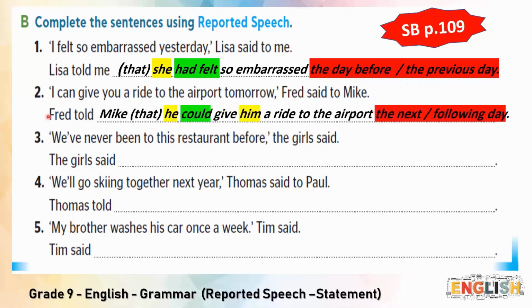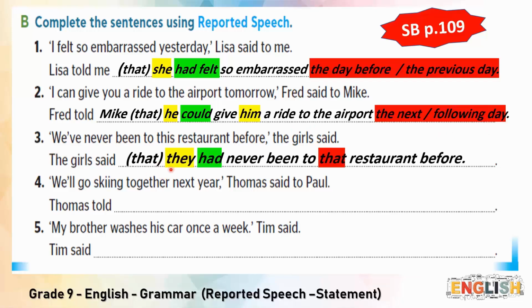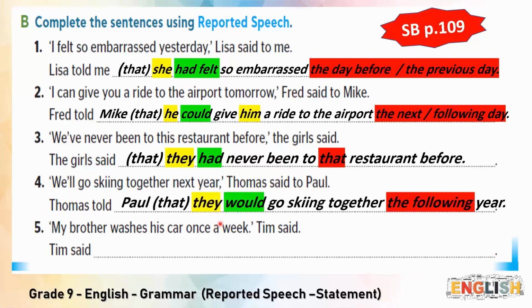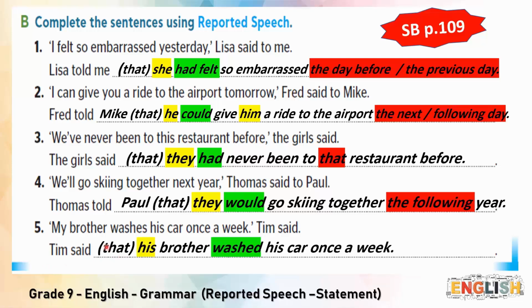What about 2? As you can see, I becomes he, and can becomes could, you becomes him, and tomorrow becomes the next or the following day. 3. As you can see, we changed into they, have changed into had, and this becomes that. 4. As you can see also here, we changed into they, will becomes would, and next becomes the following. And in sentence 5, my becomes his, and wash, which is present simple, changed into washed, which is past simple.